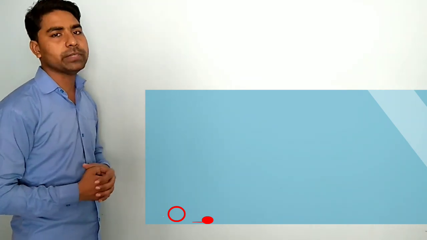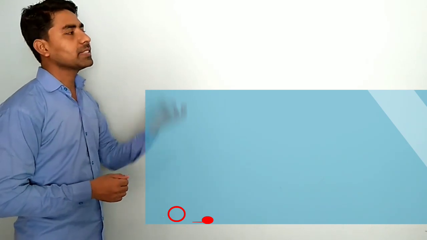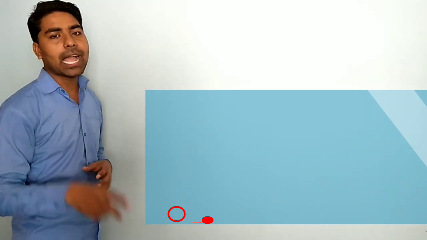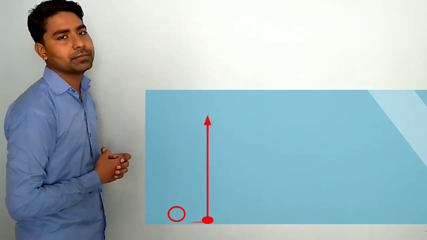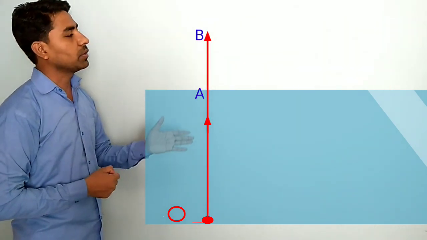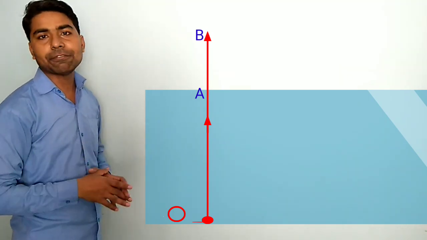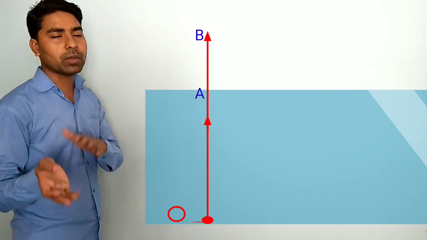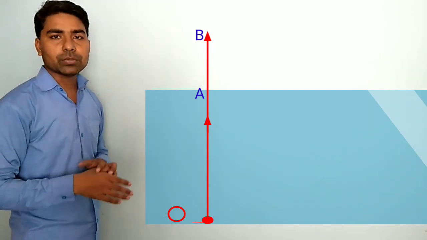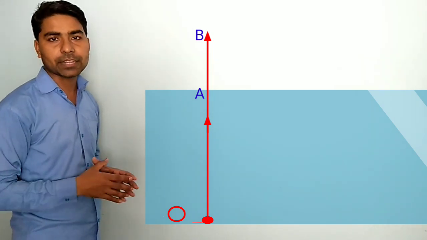Same way, suppose the object is just underneath this glass slab and the light is emitting in every direction. I am taking only two rays. One ray is going straight. The straight ray will go straight without any deviation, because we know that when light goes from one medium to another normally, there is no refraction. The light never suffers any refraction.